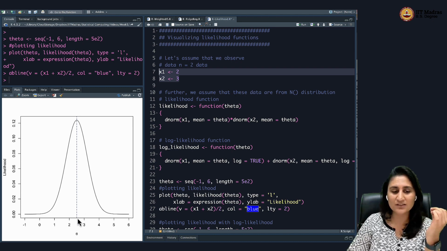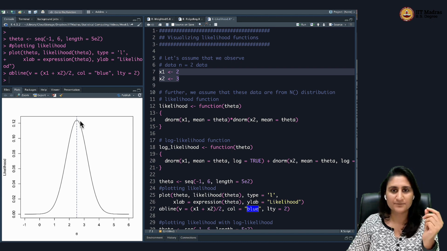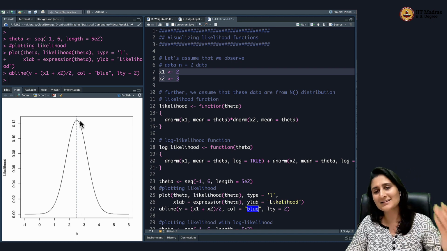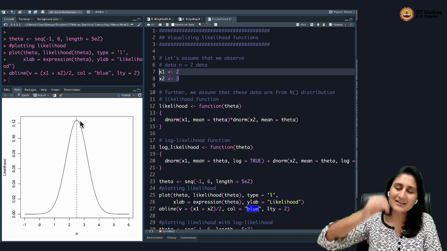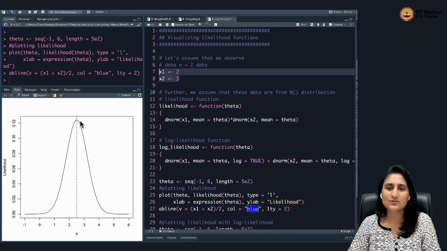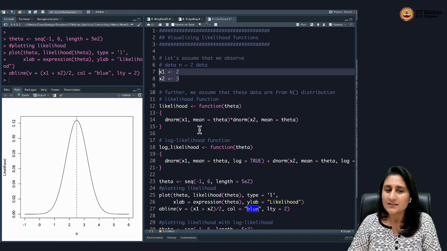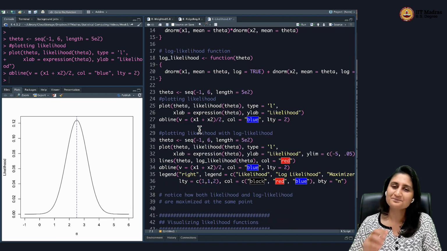It's right in the middle over here, in the middle of 2 and 3, in this case 2.5. So 2.5 becomes the maximum, or the most likely value of theta, the argument in theta that maximizes the likelihood function, and that gives me the maximum likelihood estimate.